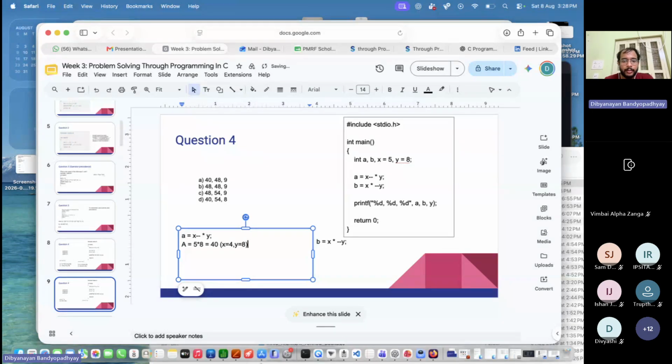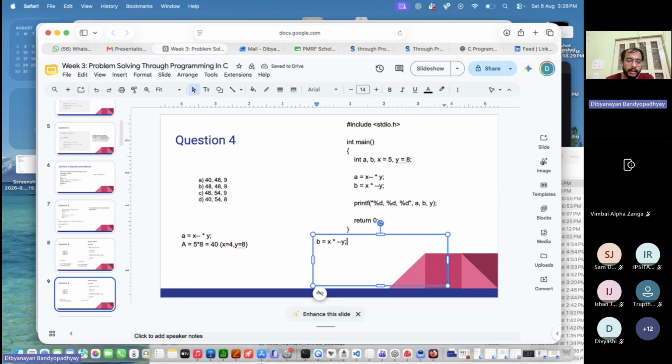Okay. So after that, this operation is done. So this is a pre-decrement operation. You are decrementing the value of Y by 1. So what is the value of Y after this operation? Before the operation, it is decremented to 7, right? The value of X is now 4, right? So you just do 4 into, you decrement it first. So it will be 7. So X is 4 and Y is 7 after the operation. Okay. So it is 28. So B is 28. Okay.